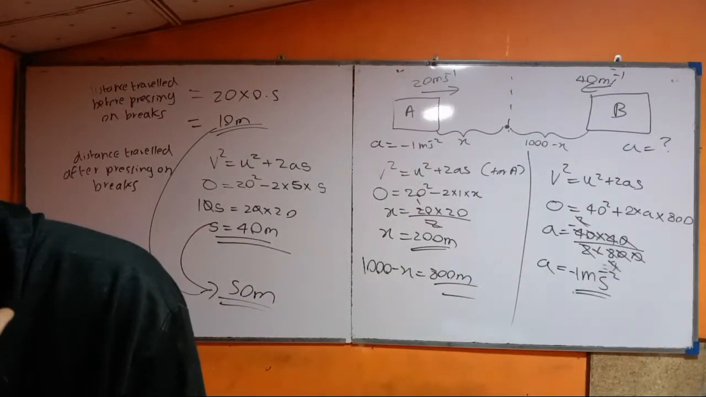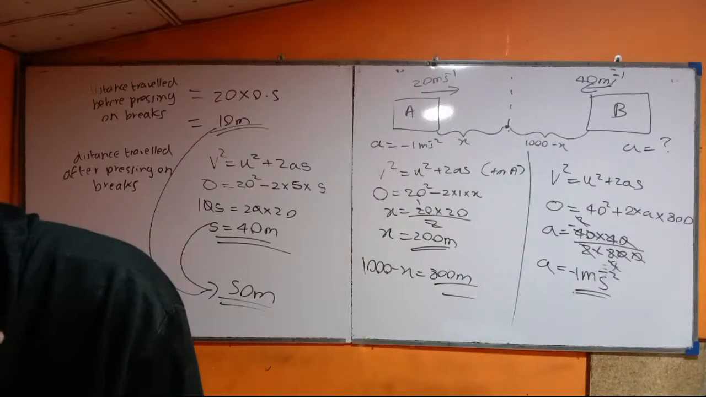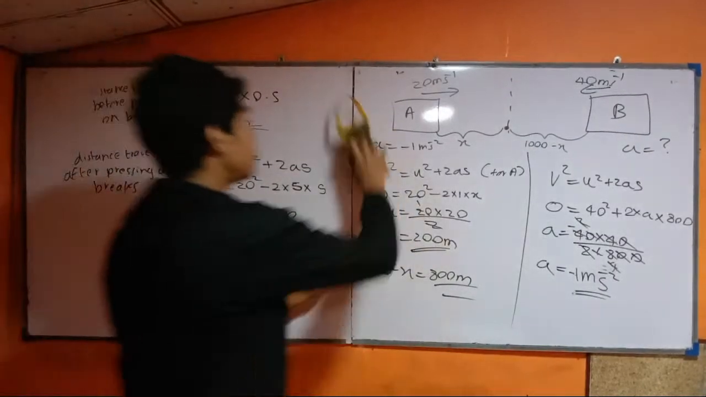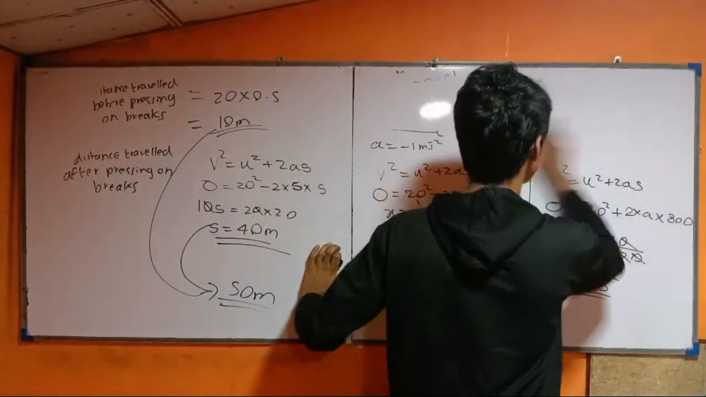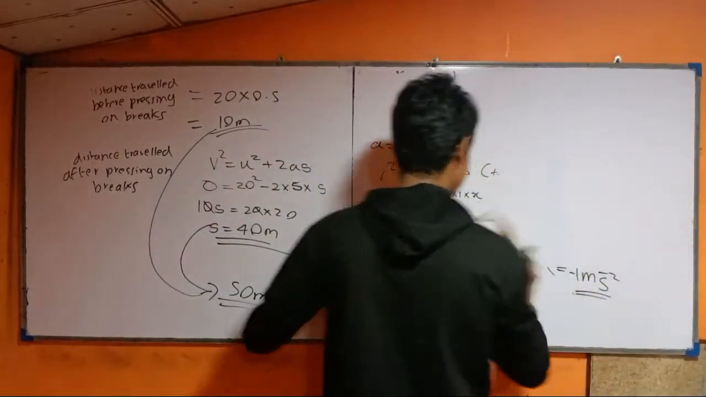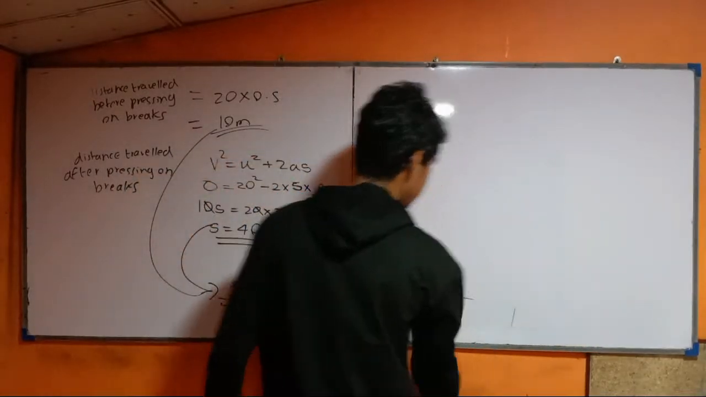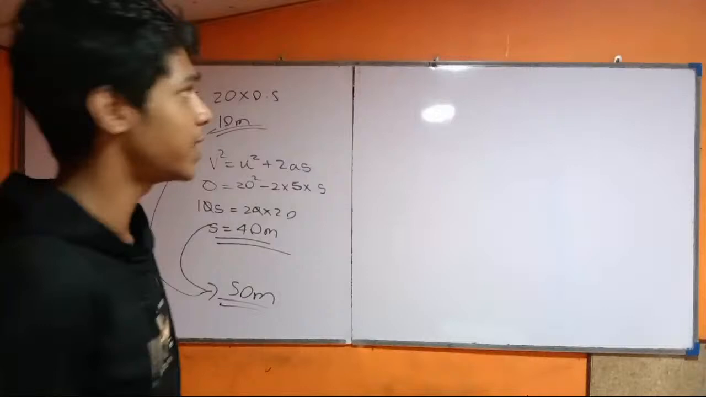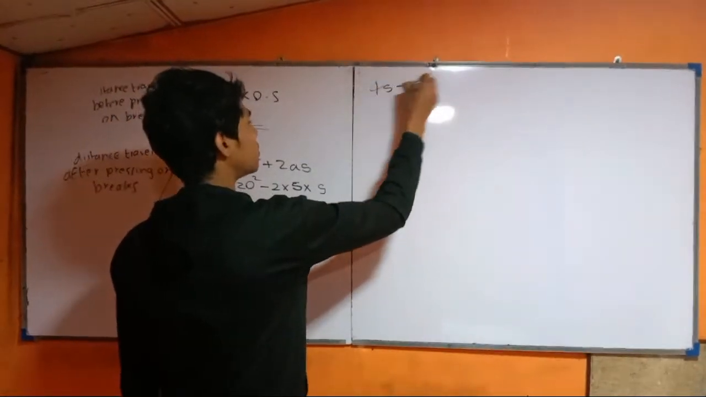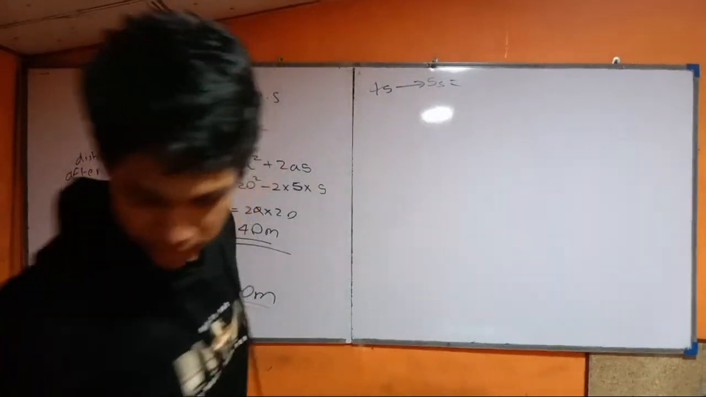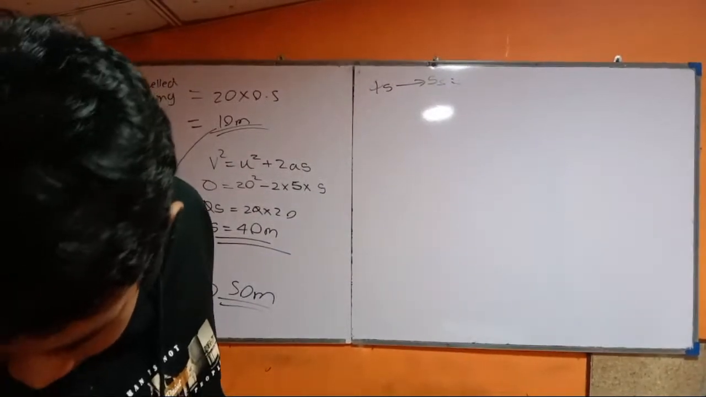Then 17th one. An object which is following linear motion is moving 14 meters distance within the 5th second. Not 5 seconds. Within the 5th second, 4 seconds to 5 seconds. He is going to move a distance of how much? 14 meters.